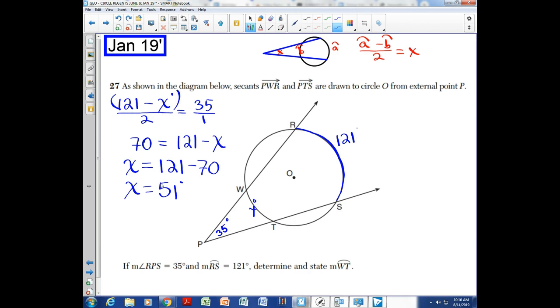degrees. Now, when I'm here in number 27, and it's not a multiple choice question anymore, I like to be very clear with my final answer. They want me to determine and state the measure of arc WT. So I'm just going to rewrite the question. The measure of arc WT is equal to 51 degrees.